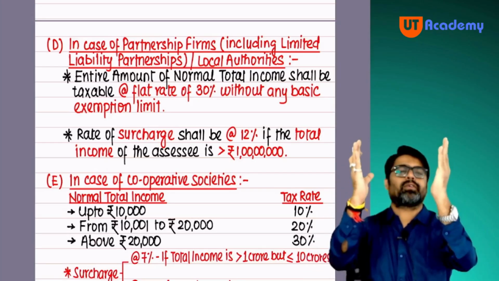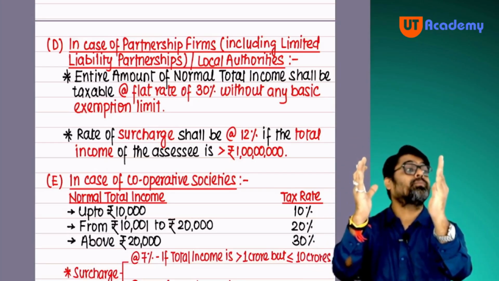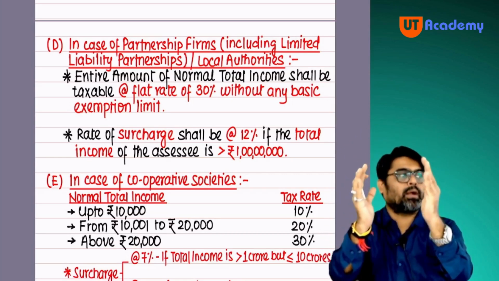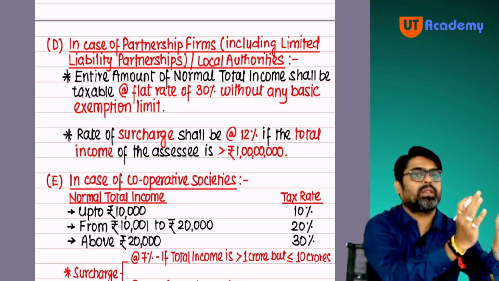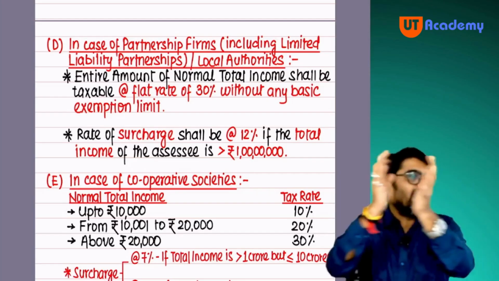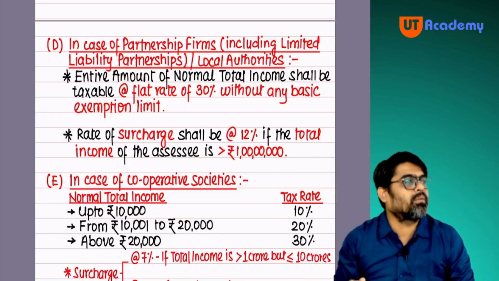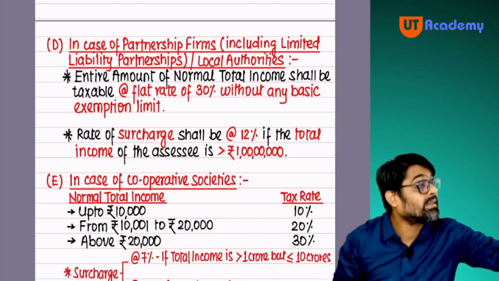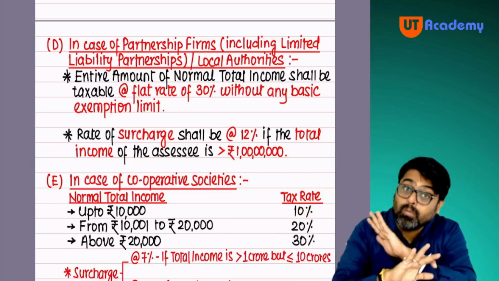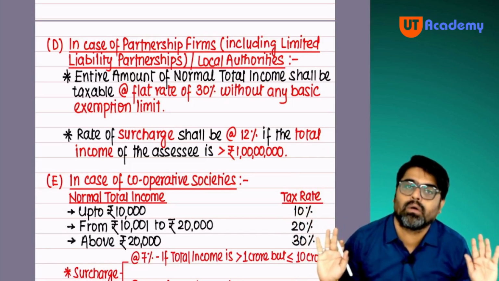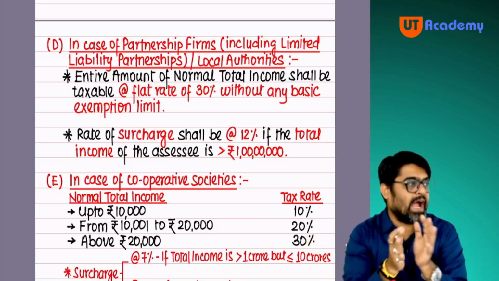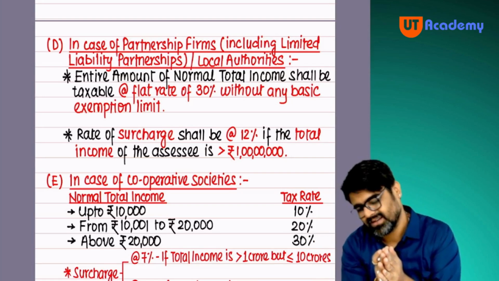So can I say you have calculated the total income for partnership firms and local authorities. From that total income, separate the special incomes. On that you will apply special rates. You will get special tax. Now balance total income is your normal total income. On that entire normal total income you will apply flat 30%. No basic exemption limit available. Yes or no? So you will get normal tax. Now special tax plus normal tax, you will add both of them. You will get tax on total income.